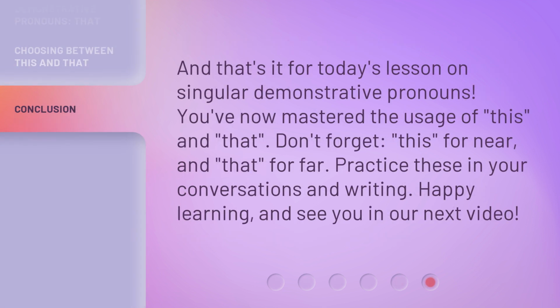And that's it for today's lesson on singular demonstrative pronouns. You've now mastered the usage of this and that. Don't forget this for near and that for far. Practice these in your conversations and writing.